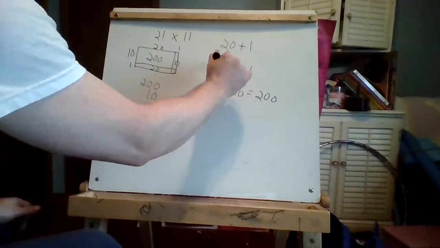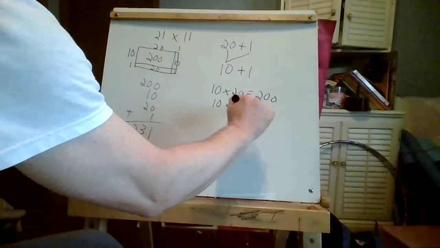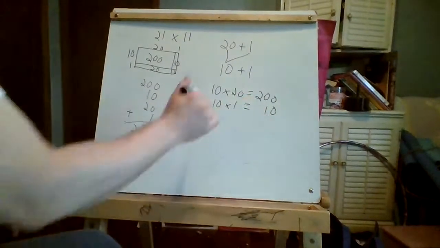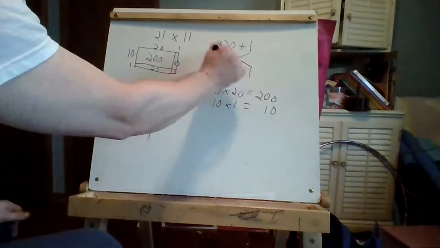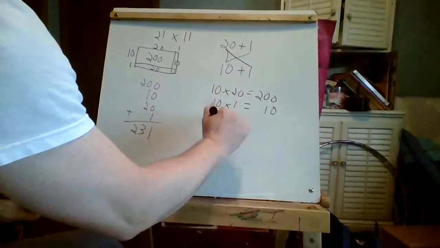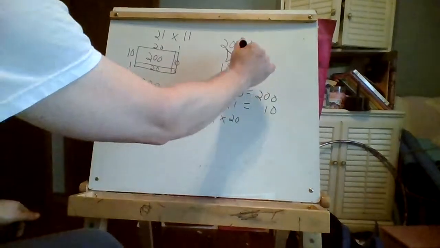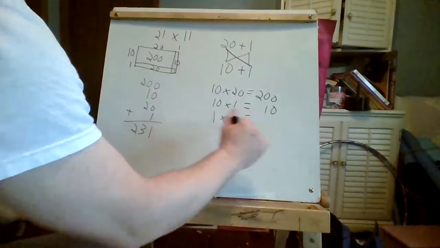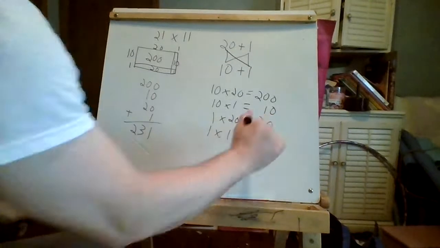And then they're taking the 10 times 1, which equals 10. And then they're doing the same thing. You're going to multiply 1 times each of these numbers up on top. 1 times 20. And then you're going to do 1 times 1. That'll be 1, and that'll be 20.